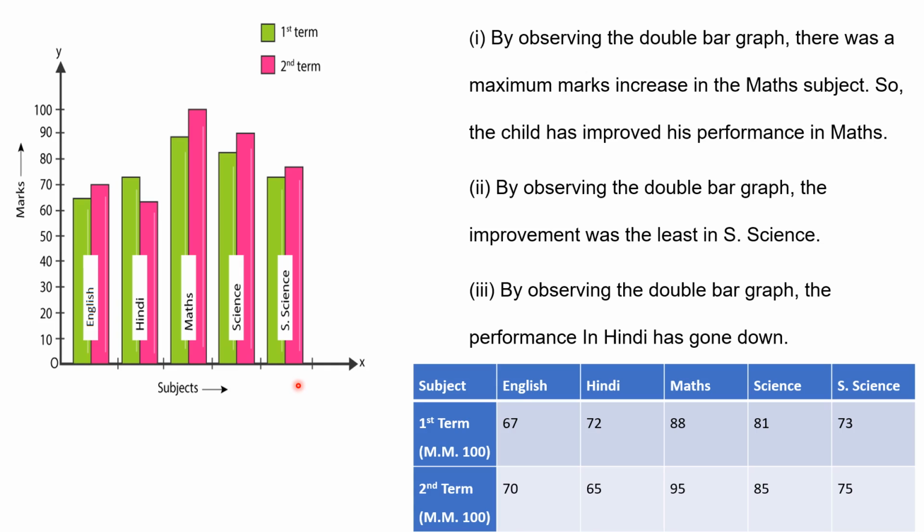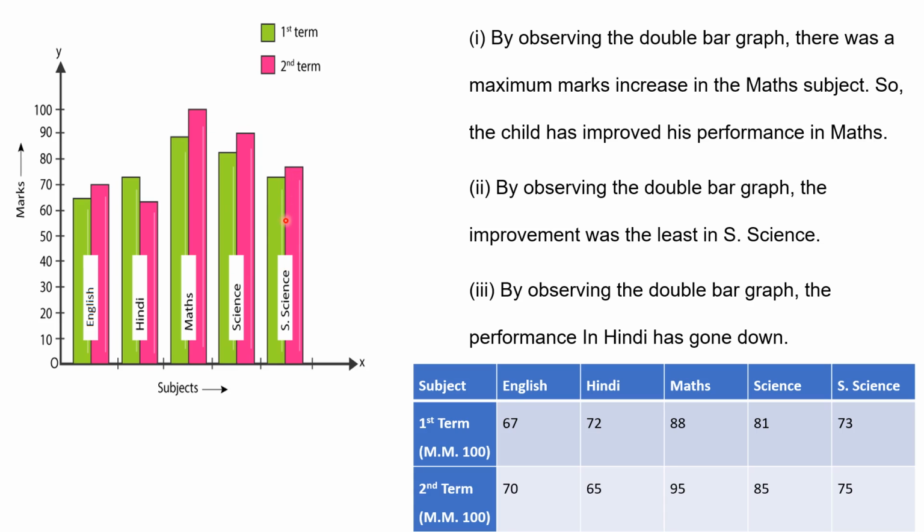Okay. Then next question: has the performance gone down in any subject? How will you see that? The second term bar should be shorter than the first term bar. Here, English second term bar is taller than the first term. Yes, here Hindi first term bar is taller than the second term. That means in Hindi subject the performance has gone down. In math, compared to first term, second term has improved. In science also improved, and in social science also the second bar is improved.